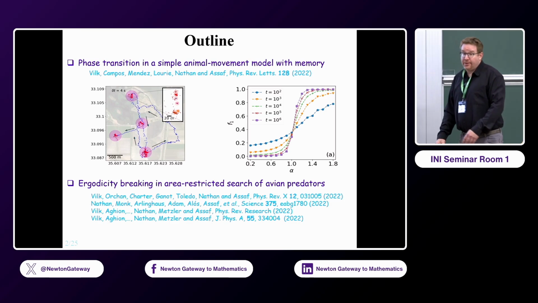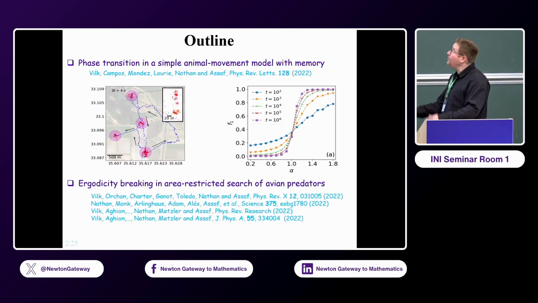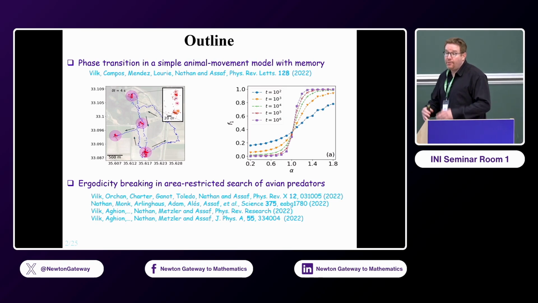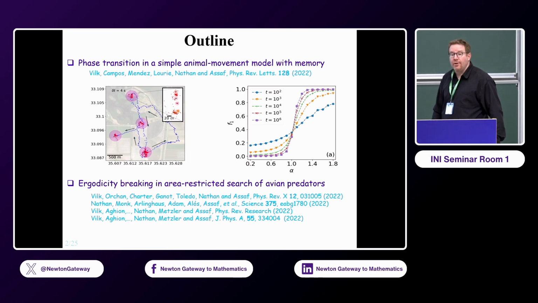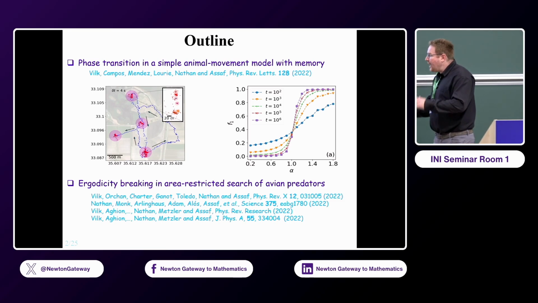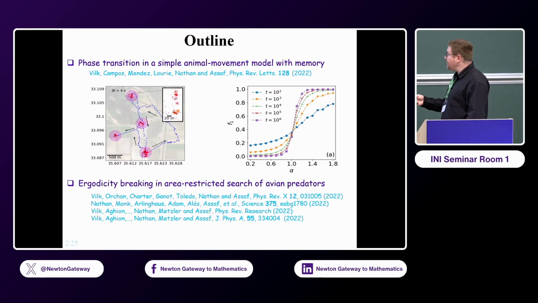This work was initiated by looking at movement patterns of Egyptian fruit bats in the northern part of Israel. The second part will be about ergodicity breaking in area-restricted search of avian predators. Here we were looking at common kestrels, black-winged kites, and barn owls, and we wanted to understand the difference between commuting and searches of these species.